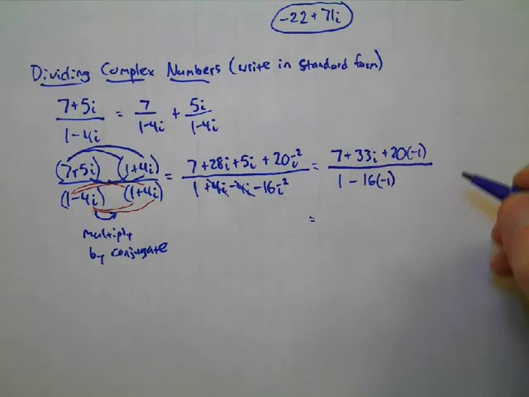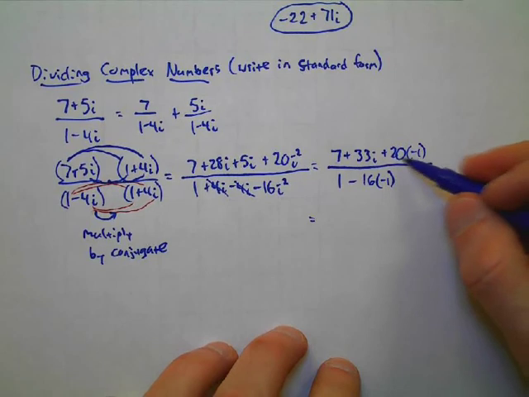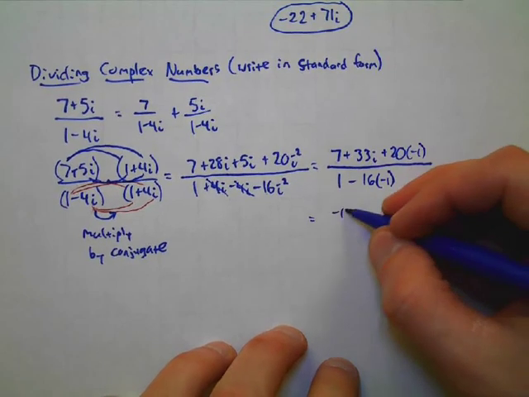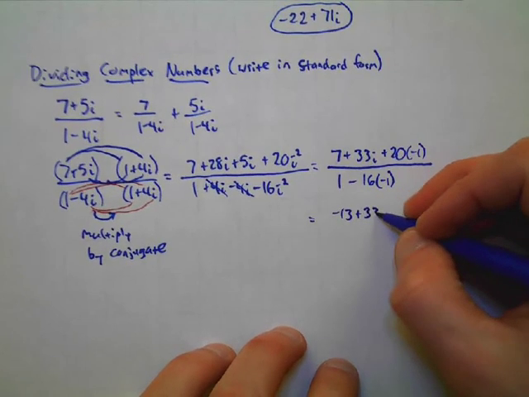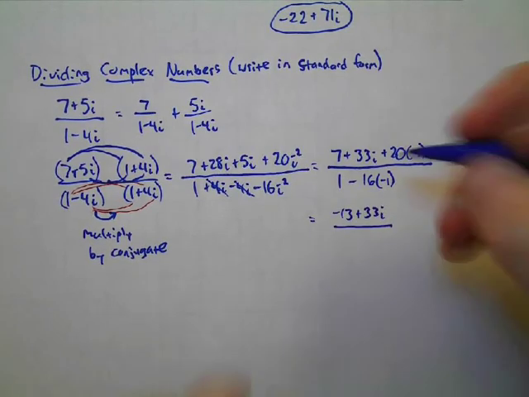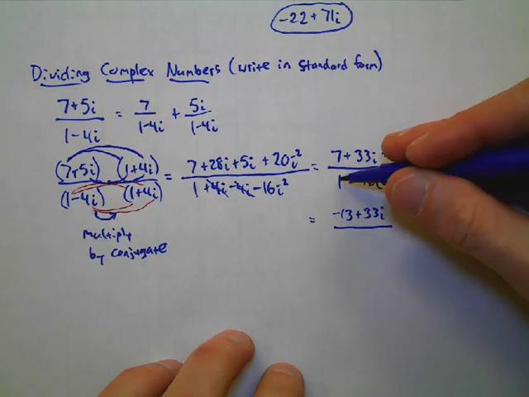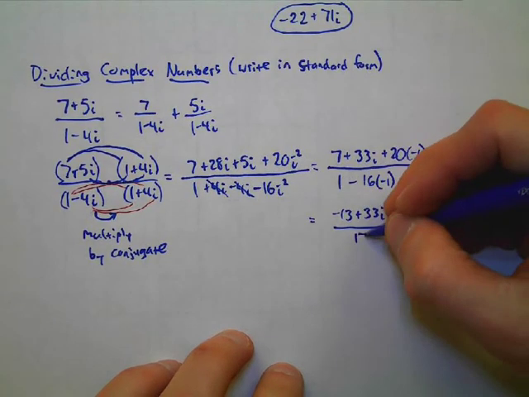Okay. So then that's a negative 20. Negative 20, right? Plus 7. So that's negative 13 plus 33i over negative 16 times negative 1, positive 16, and then plus the 1 there makes us 17.